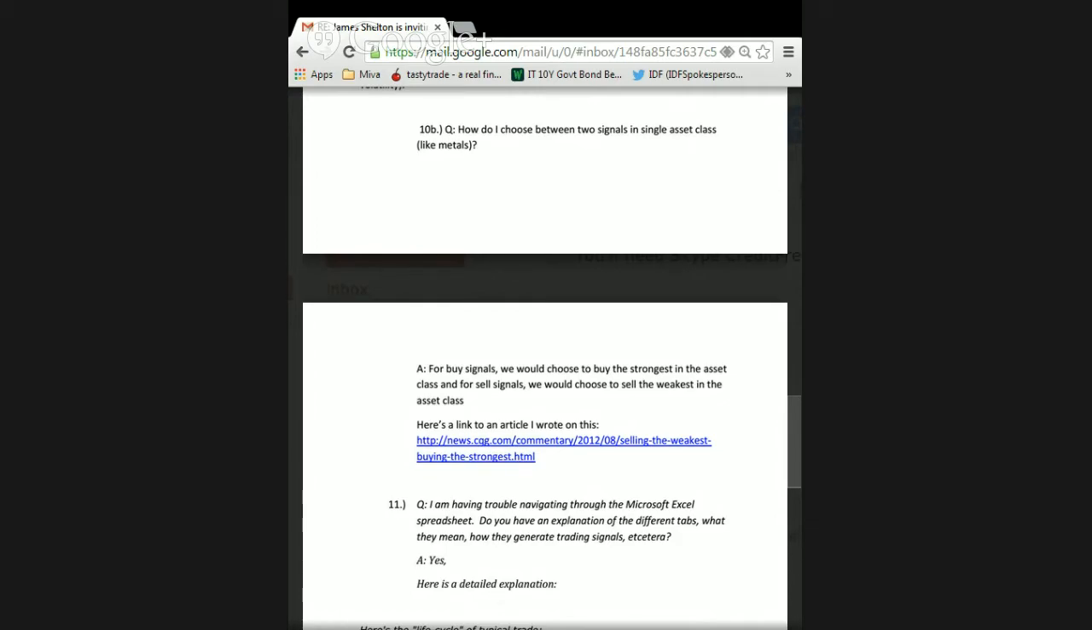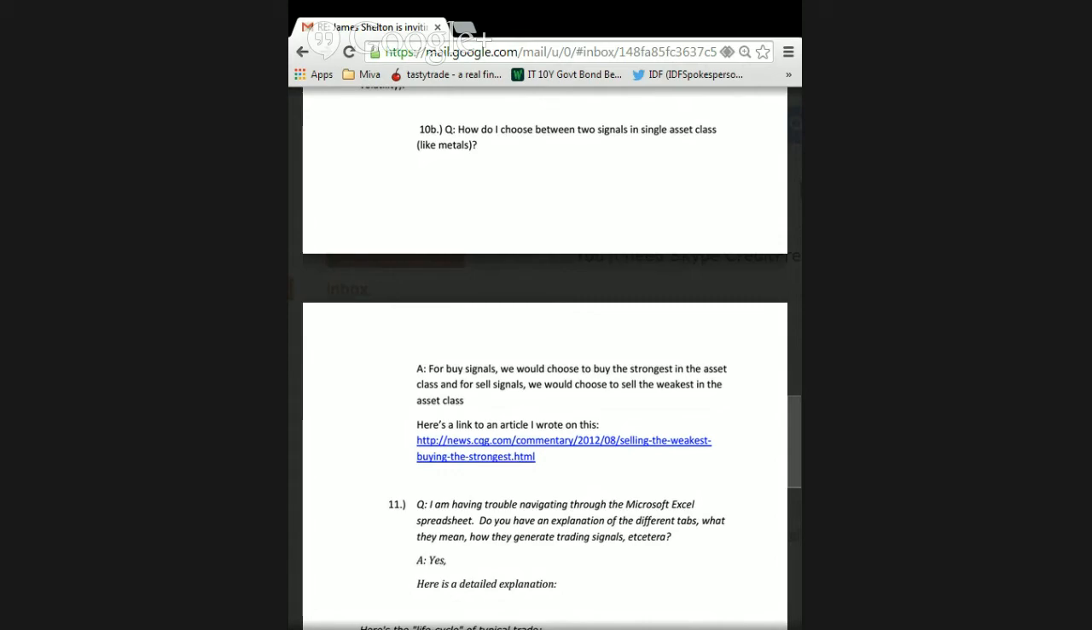And you could use a tool like RSI to determine which is the strongest, which is the weakest. So if you are using, let's say, for example, a 9-day RSI, and gold gives a reading of 55, and silver is giving a reading of 45, and platinum is giving a reading of 40, you would buy gold, because it's the strongest in the asset class.